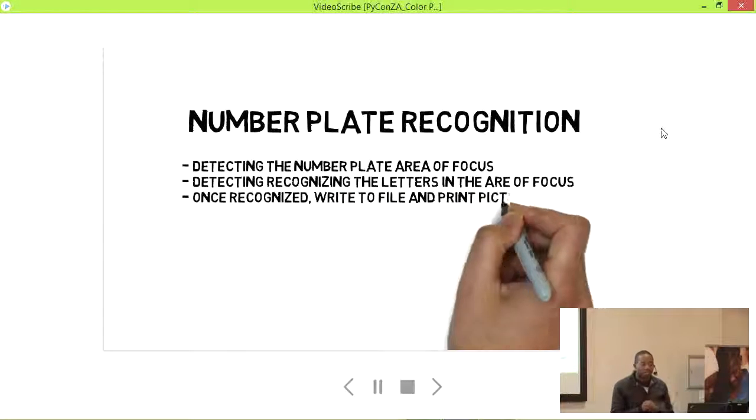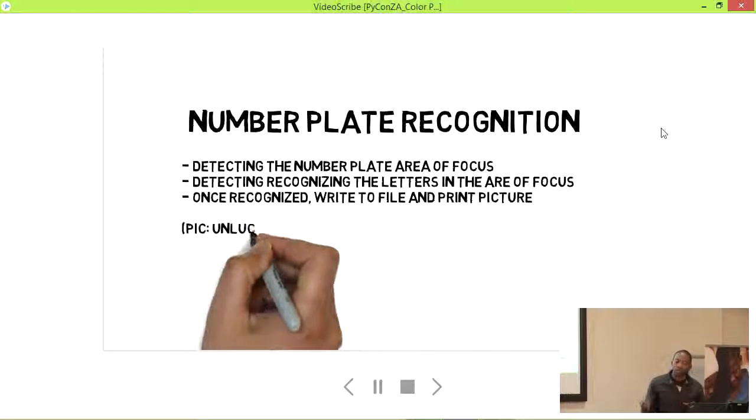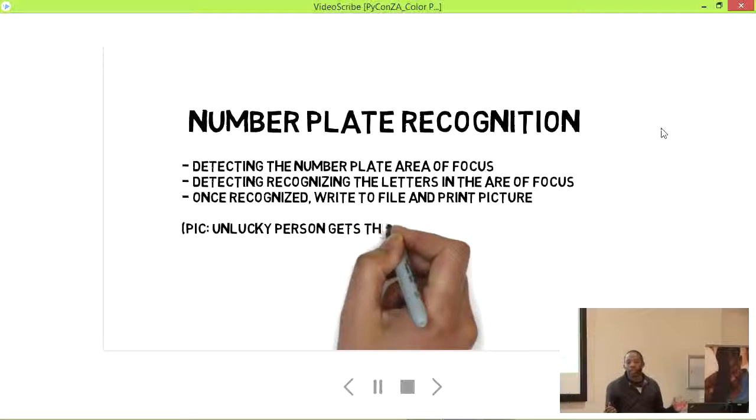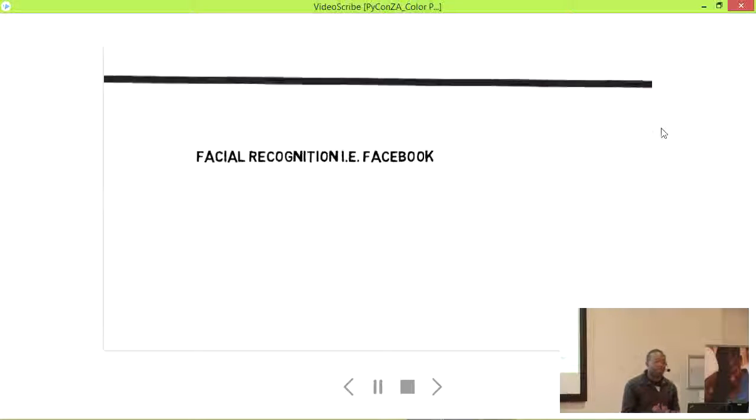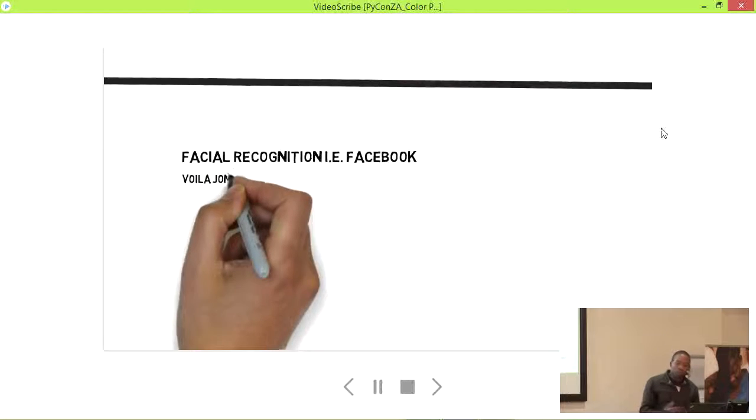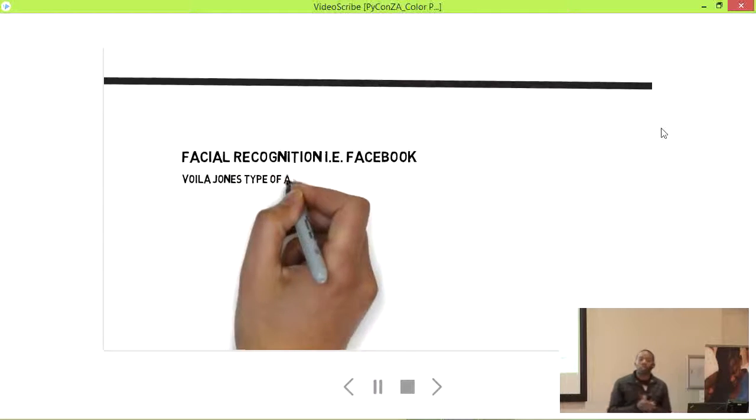We're looking for letters. Once we recognize these letters, we can write them to a file, and one unlucky person gets sent a ticket, and yeah, they've got to pay quite a lot of money. When it comes to facial recognition, it's a little more complex.